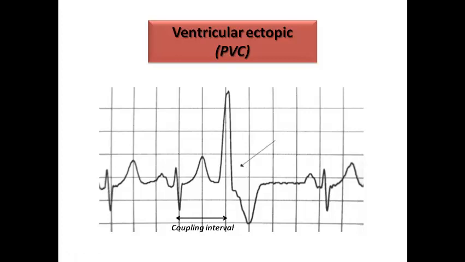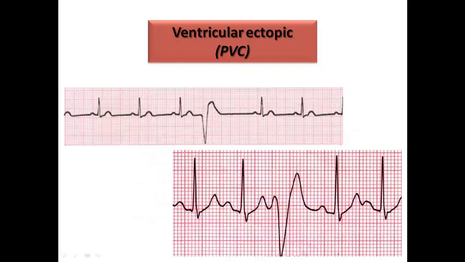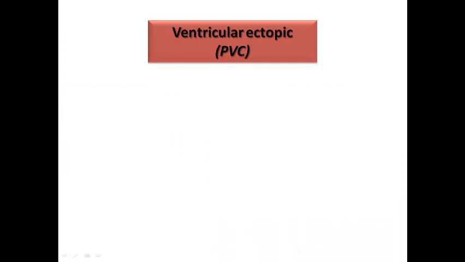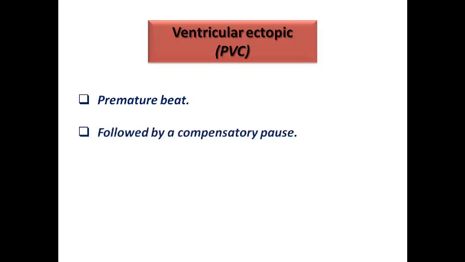Of course, we can notice, as we explained before with PVCs, that there is a short coupling interval between this ventricular ectopic and the preceding sinus beat, and then a longer compensatory pause following this PVC until the following sinus beat. It is the same in this ECG: a short coupling interval between the preceding sinus beat and the PVC, and a longer compensatory pause between the PVC and the following sinus beat. So we can summarize the features of ventricular ectopic as a premature beat followed by a compensatory pause.